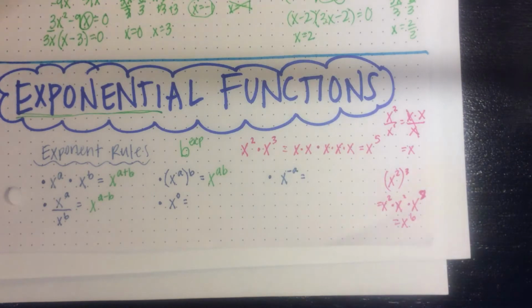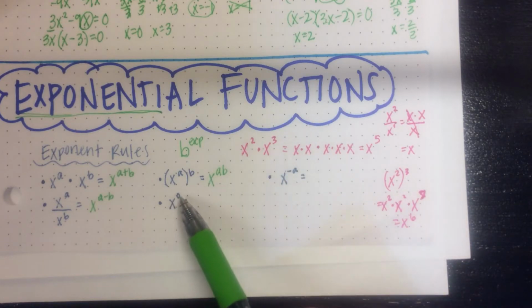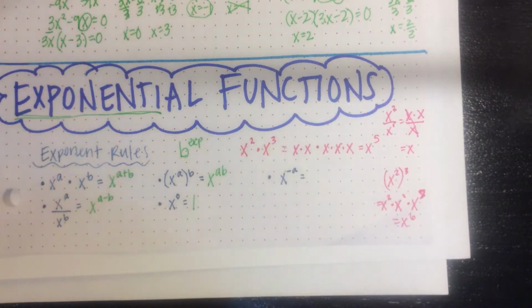All right, x to the 0, no matter what. If I have something to the 0 power, like I said, x squared was x times x. Well, to the 0 power means I have no x's there, so it's 1. Anything ever raised to the 0 power is just 1.